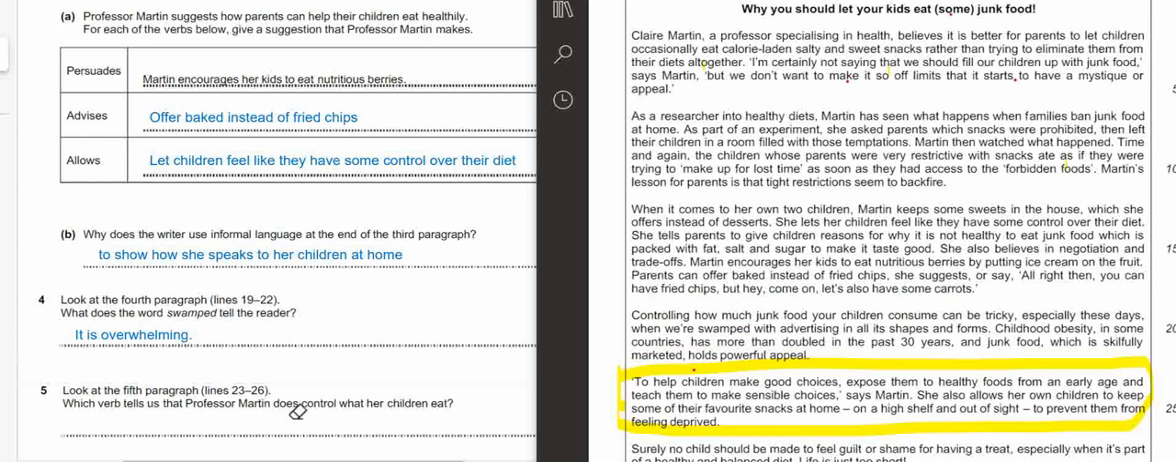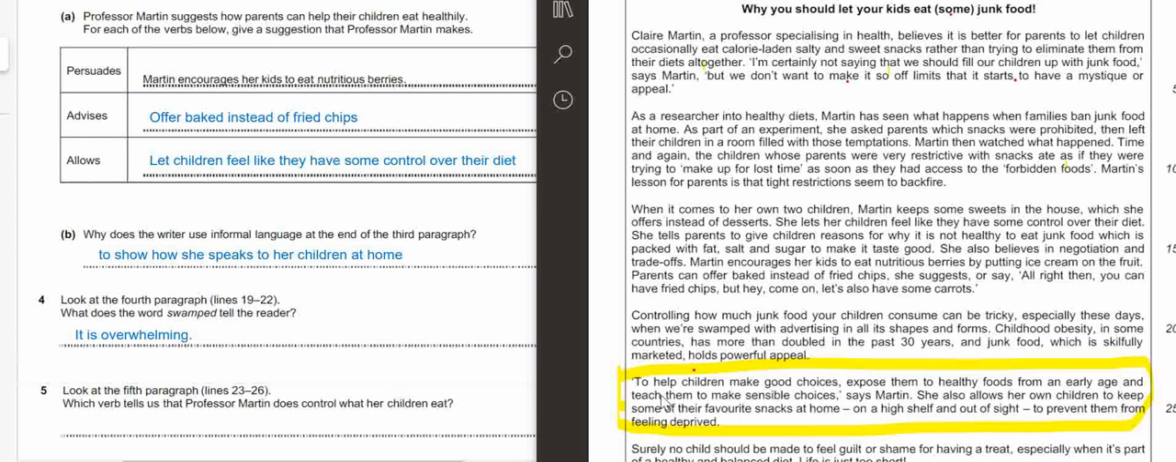And find a verb to tell us Professor Martin does control what the children eat. Ten seconds from now. 10, 9, 8, 7, 6, 5, 4, 3, 2, 1.